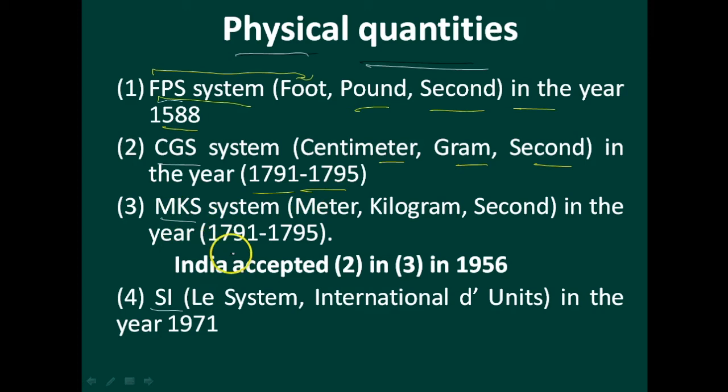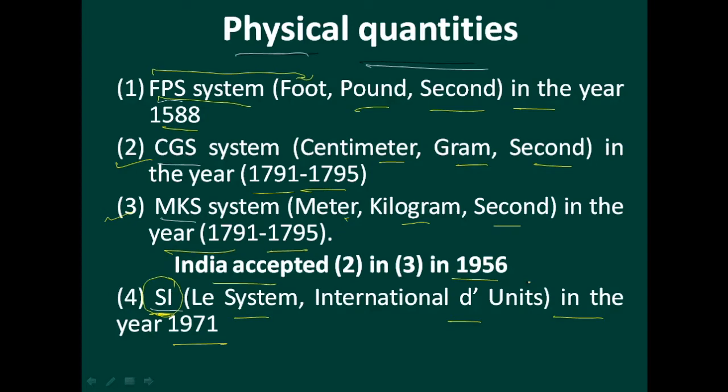Then the MKS system: M means meter, kilogram, and second, also from the years 1791 to 1795. India accepted both the CGS and MKS systems in 1956. This is the SI system. We are using it in our daily life, and everywhere it is accepted. This is very important, the SI system. In the year 1971, the International System of Units was established. So this is about the physical quantities and the systems.